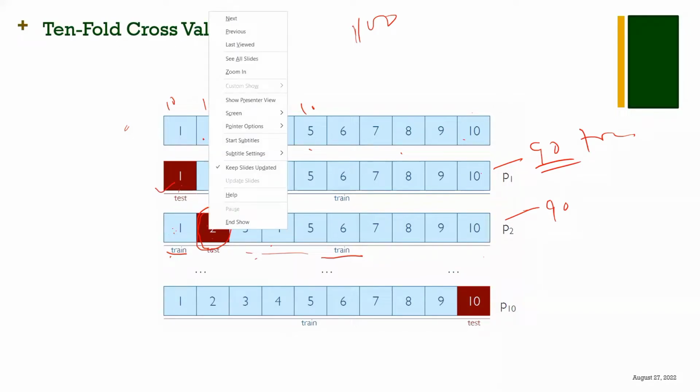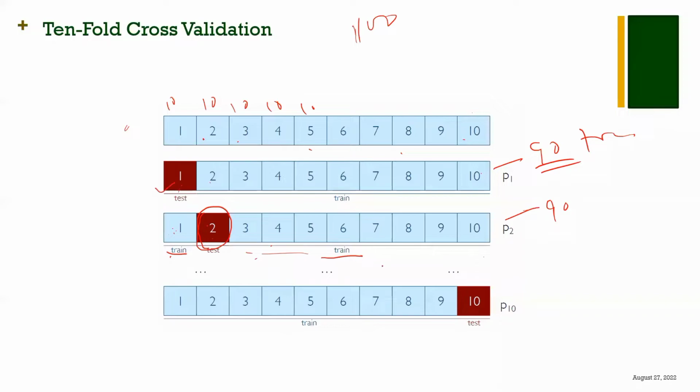I keep shifting the window until each of the folds participates in the testing process. You can see it keeps moving until this is used for testing. This has been part of training always, but the last stage is going to be part of the testing. It means I'm going to have 10 results. Result number 1, result number 2.